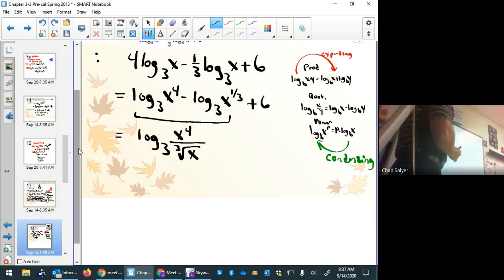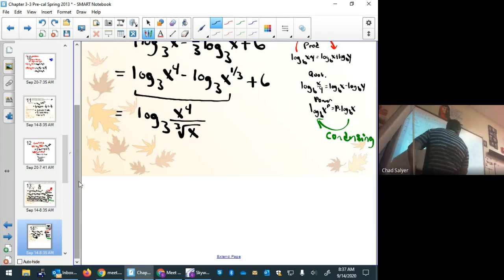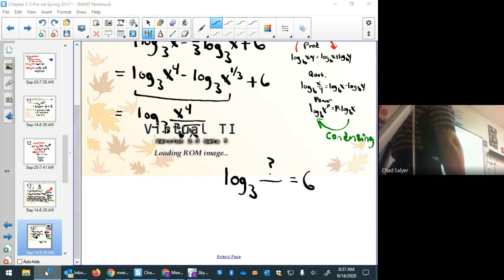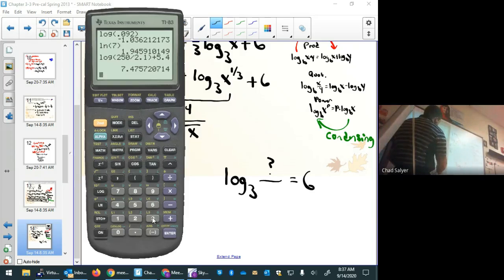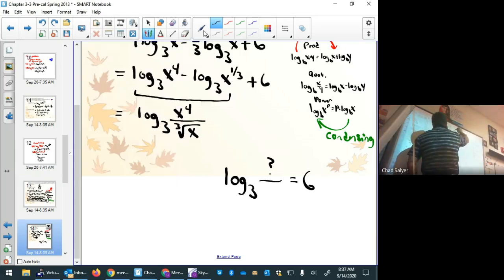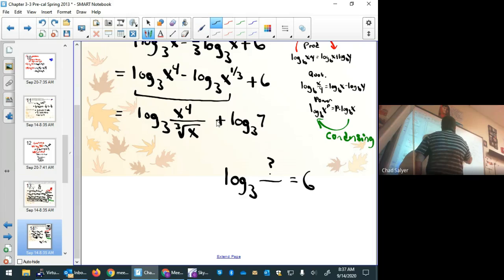All right, now the plus 6. Let's finally do something with that bad boy. I need to rewrite that as a logarithm, and I need to use the same base. So the log base 3 of what equals 6? I want to rewrite this as a log base 3 term. Well, it's going to be 3 to the 6th power, right? So if I say 3 to the 6th power, that's 729. So I can rewrite this as log base 3 of 729.